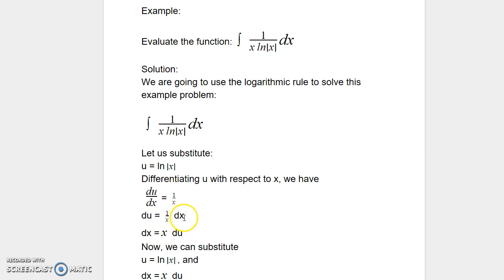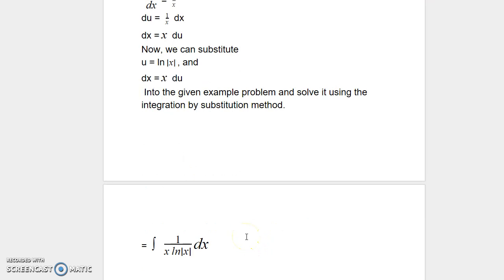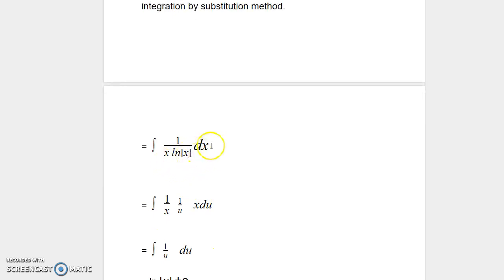If I express it in terms of dx, I can write dx is equal to x du. So now we can substitute u as equal to ln of x and dx as equal to x du into the given problem, and then use the rules of integration and solve this example problem. When we do that, this is how it's going to look. Our example problem is the integral of 1 over x ln of x dx, right? So we have the integral of 1 over x. The first part I wrote as is.